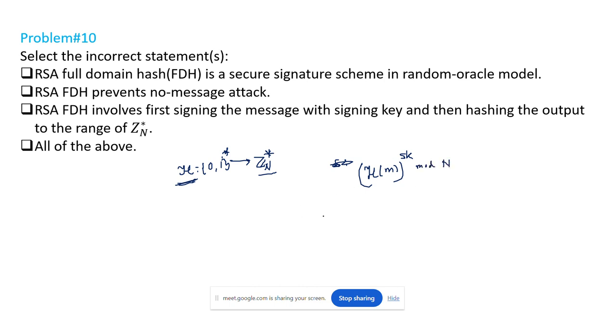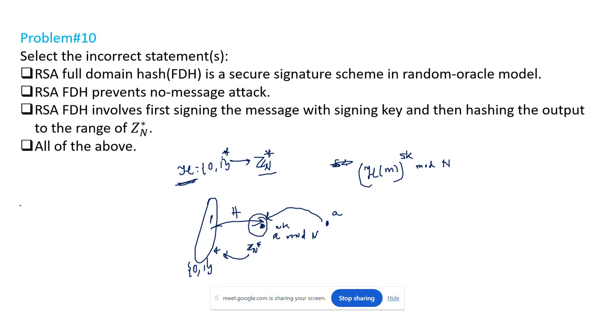Now even if you pick an element from Zn star, let's say this is the element a, and you compute a to the power vk mod n, you will get some message in Zn star, but you can never know what the actual message from {0,1} star was, which after applying the hash function mapped to this element. This hash function is always there, and because it is modeled as a random oracle, you cannot go in the reverse direction to guess the actual message value. So the no message attack cannot be done here.